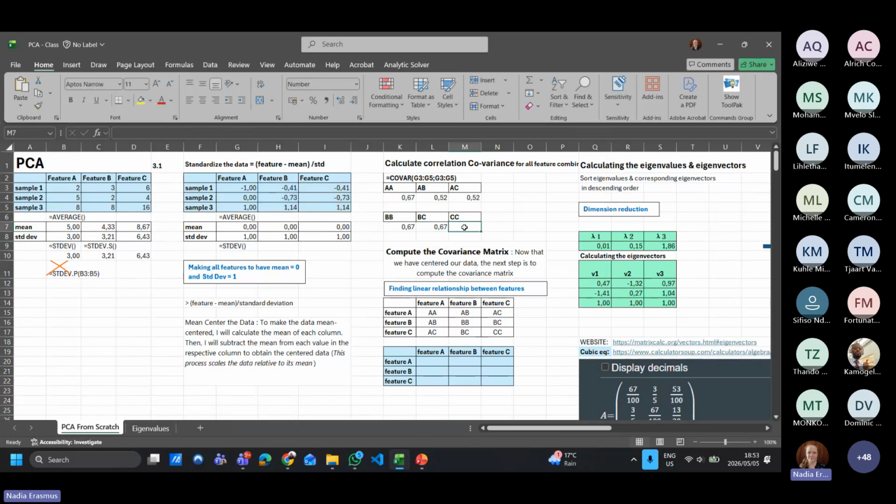And we have the covariance of C and C. Okay, so this was the first step. Now I'm going to rewrite it into a matrix form. So this is going to be our covariance matrix.